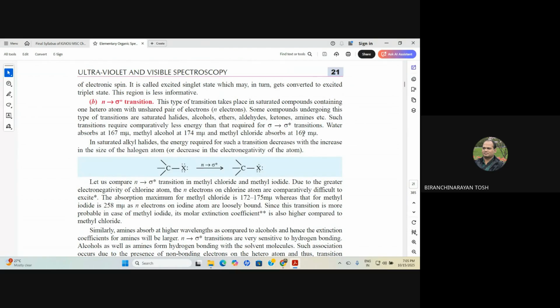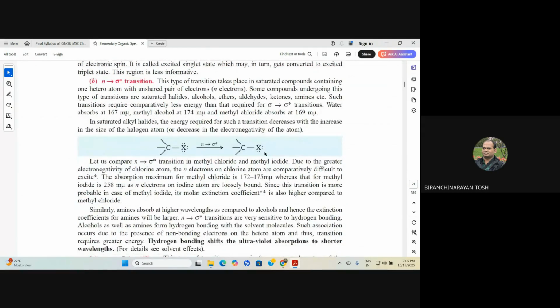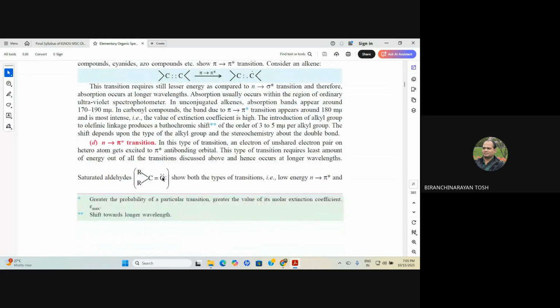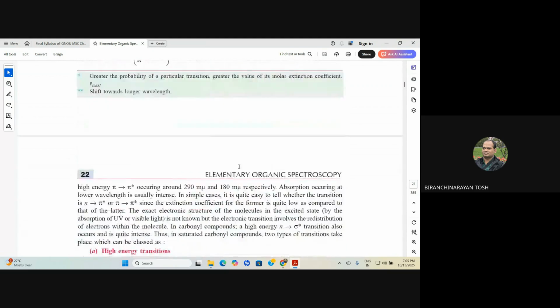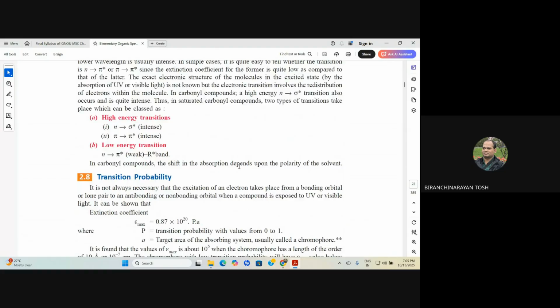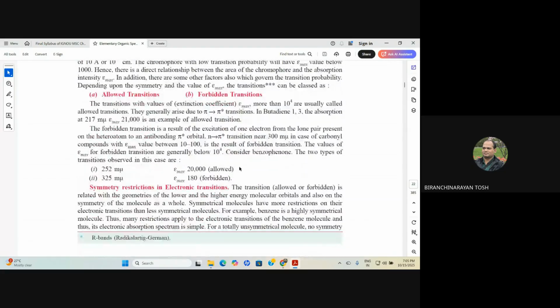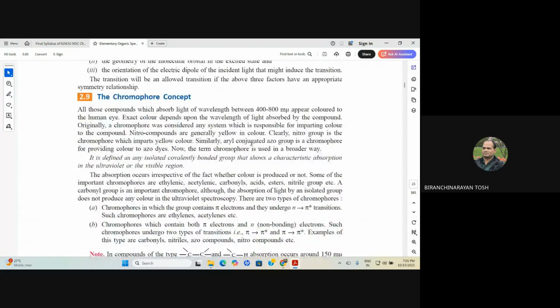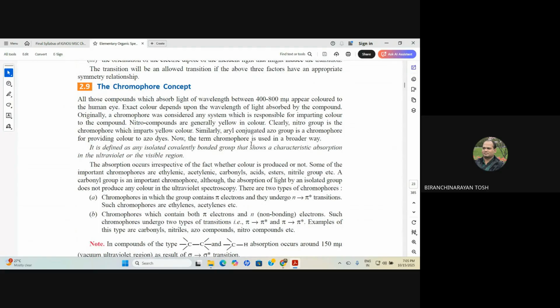Visible starts from 360 or nearly 400 millimicron. So they all are in the UV region. Pi to pi star transition in the case of alkynes also. Then n to pi star in the case of carbonyl compounds, already told. Then moving to allowed and forbidden transitions, already discussed in the chromophore concept and auxochrome concept.